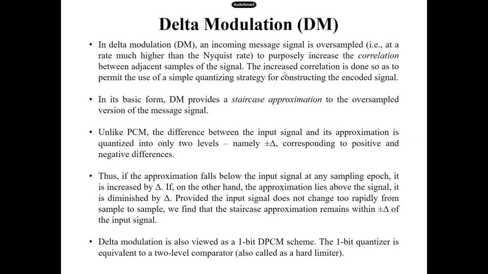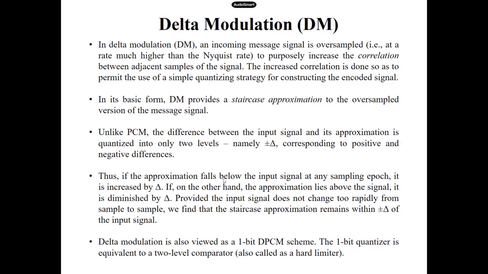The effect of this increased correlation is to permit the use of a simple quantizing strategy for constructing the encoded signal. In its basic form, DM provides a staircase approximation to the oversampled version of the message signal. Unlike PCM, the difference between the input signal and its approximation is quantized into two levels only, which is plus or minus delta, where delta is your quantization level corresponding to positive and negative differences.